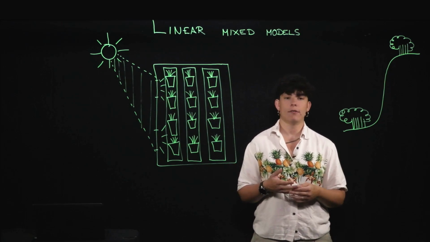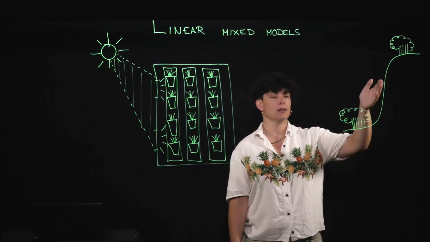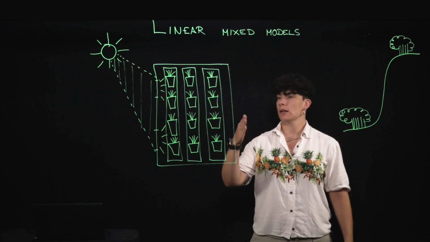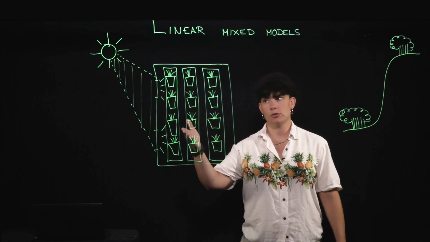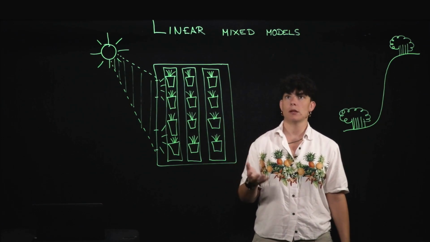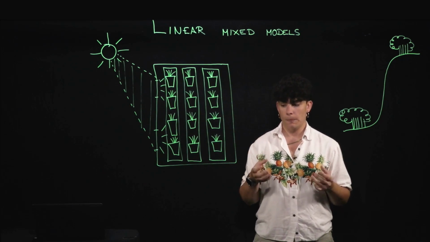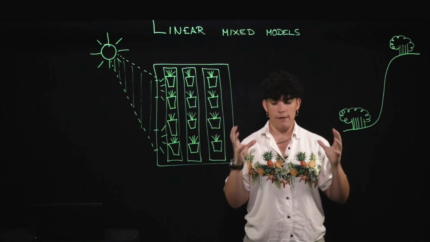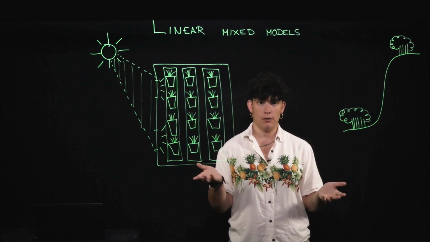So we don't have any interest in studying the differences between the top and bottom of the hill, and we don't have any interest in studying the differences between the plants that are close to the window and the ones that are out of the window. So linear mixed models are a good way to get rid of that variability and just put the emphasis on the experiment that we are currently running.